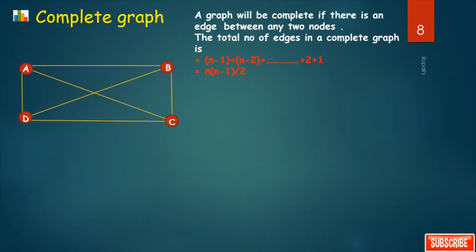So if there are 4 nodes, then how many edges are required? For A, it is 3. For B, it is 2. For C, it is 1. And for D, it is 0. 3 plus 2 plus 1 plus 0. So if there are n nodes, then how many edges are required? That is n minus 1 plus n minus 2 plus n minus 3, in this way till 1. So the result is n into n minus 1 by 2.